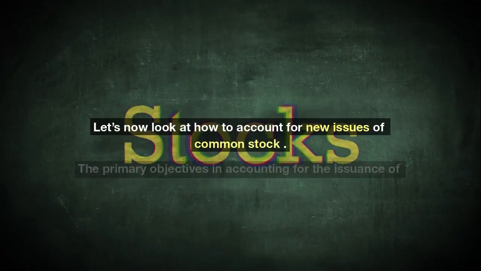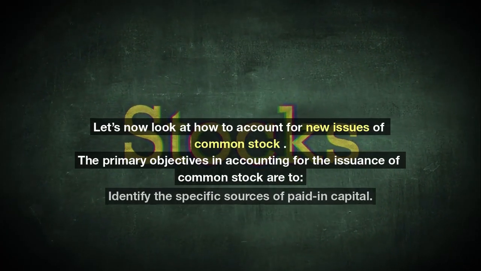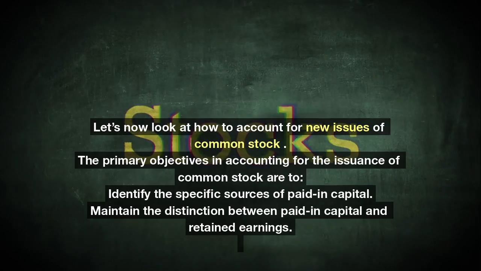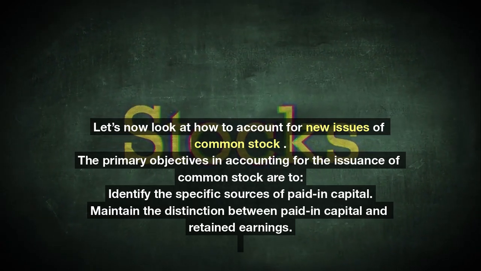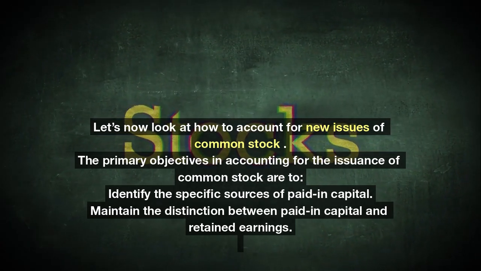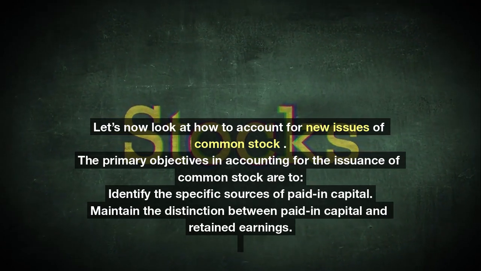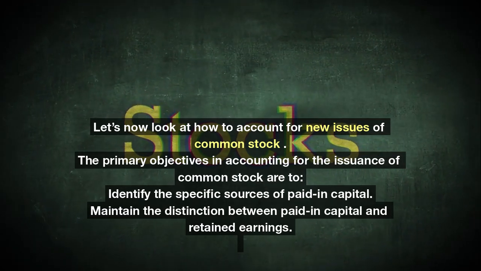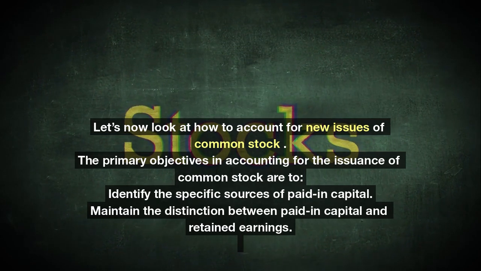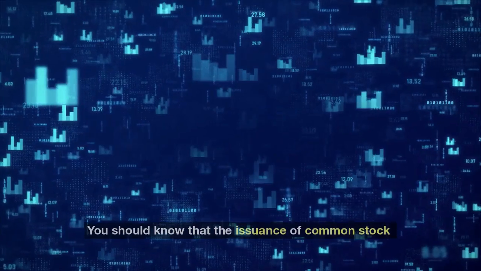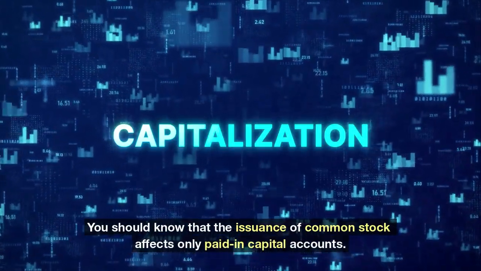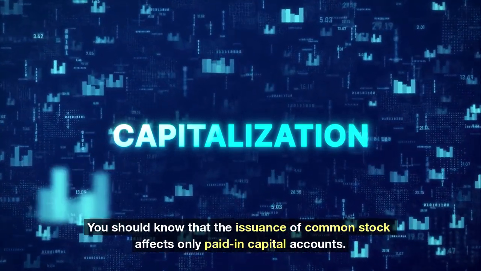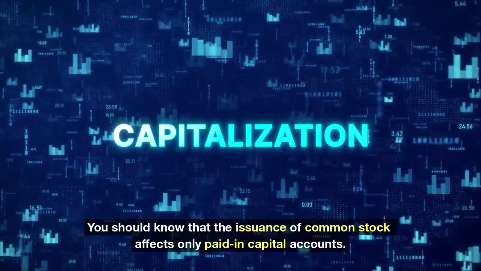Let's now look at how we account for new issues of common stock. Our primary objectives in accounting for the issuance of common stock are: 1. To identify the specific source of paid-in capital, and 2. To maintain the distinction between paid-in capital and retained earnings. You should know that when a company issues common stock, the only accounts affected are paid-in capital, and cash, of course.